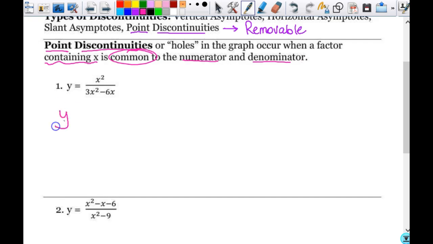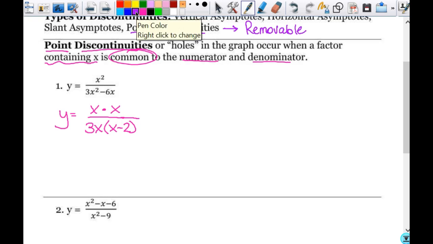Then we get y equals, so if I factor the top, it is x squared, but it'll help if I look at it like this: x times x over, what's my GCF down here? 3x, right? And then that leaves me with x minus 2. Okay. So, do I have a factor that is common to the numerator and the denominator? Yes. Okay. So here's what happens when you're solving that.